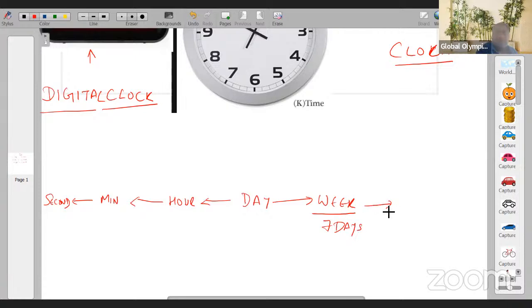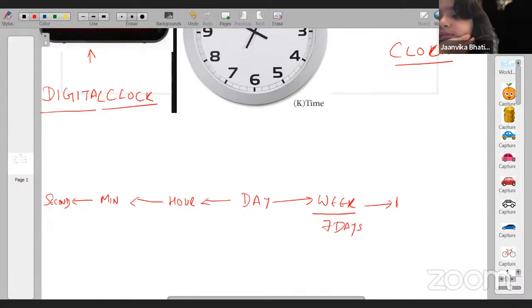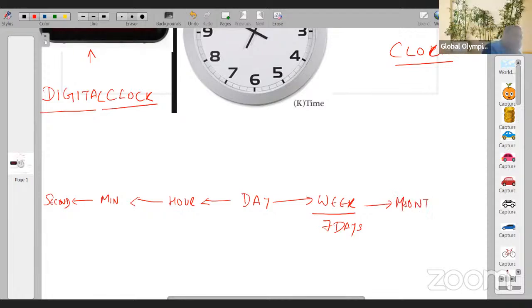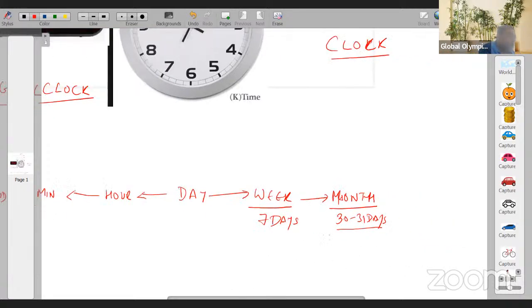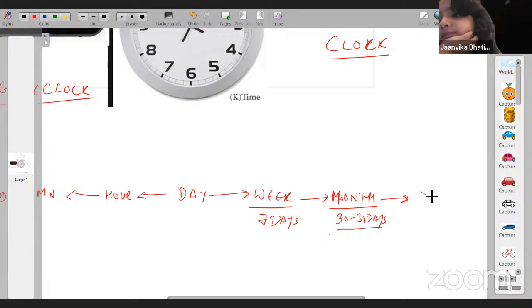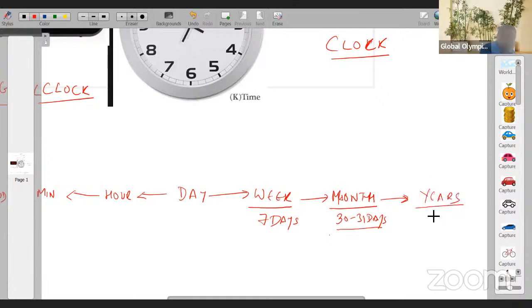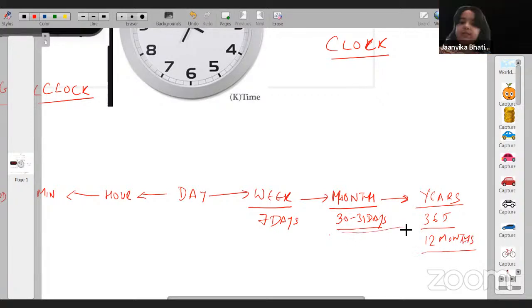And after week, what comes? Month. Very nice. So normally a month will have a few weeks and a few more days, correct? Normally it consists of 30 or 31 days. One particular month has got 28 days, which is February, right? We'll discuss all that. After month, what comes? Year. Year has 365 days, which is roughly 12 months, right? Yes, 12 months. All right.